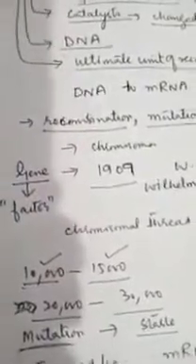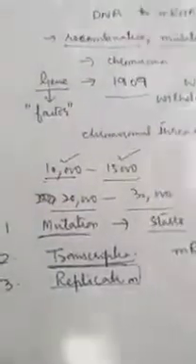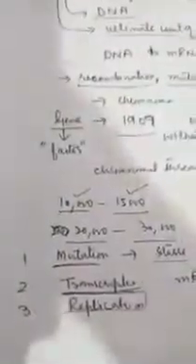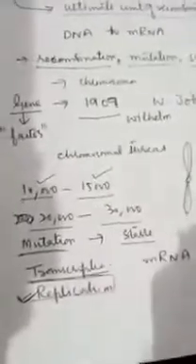What are those required properties? First one, it should be able to undergo mutation, but that mutation must be stable. Stable means that it should be stably inherited. It must not be harmful. Second one, it should be able to express the genetic information by transcription. That means it should be able to translate whatever information has been coded in it. Number three, the duplication of this genetic material by the process of replication.